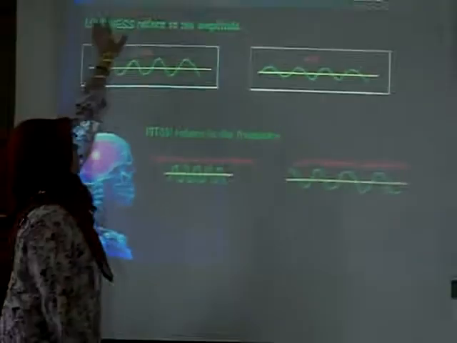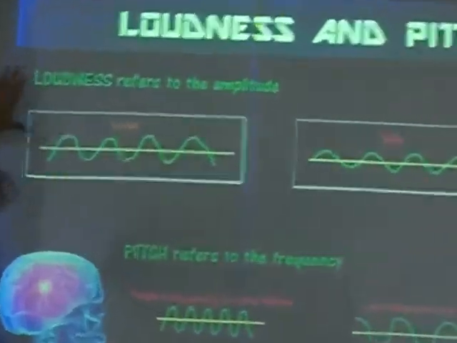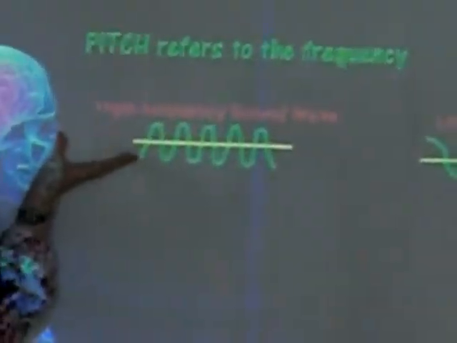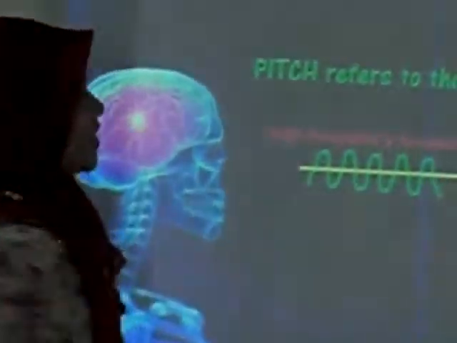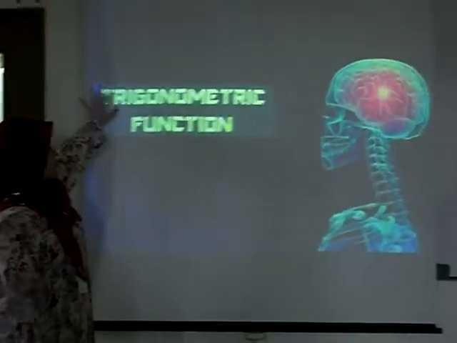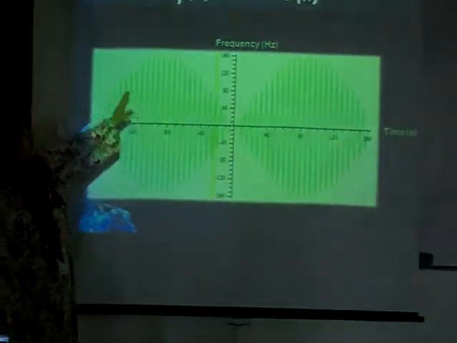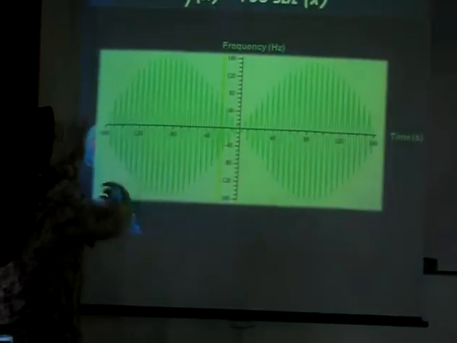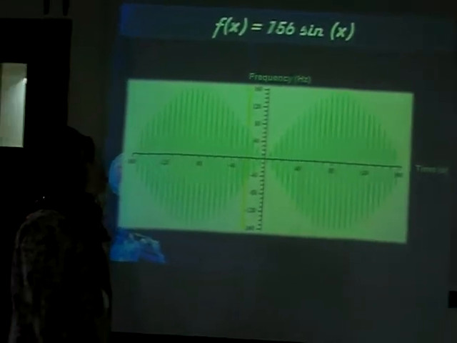Okay, so loudness and pitch. Loudness refers to the amplitude: the higher the amplitude, the louder the sound. And pitch refers to the frequency: the higher the number of frequencies present in 1 second, the higher the pitch. So, our first function is the trigonometric function, which will be this function. I know it's complicated.